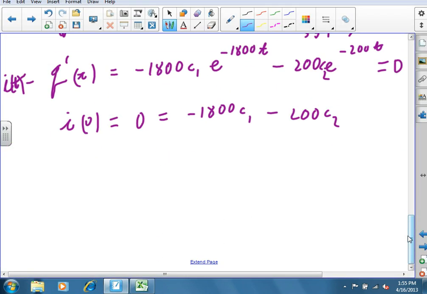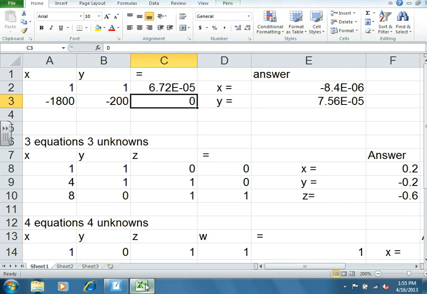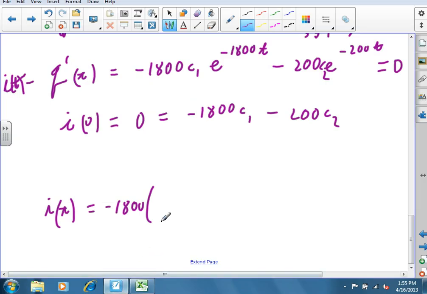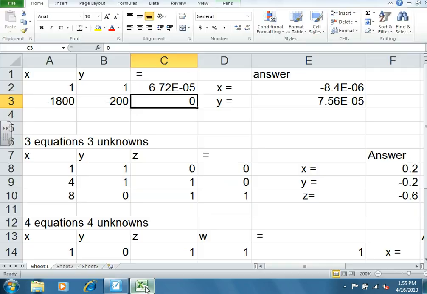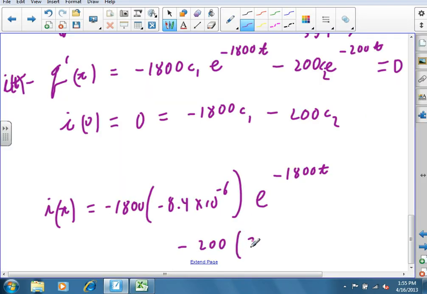Now I have to remember what I'm doing. I'm solving, give the formula for I. So I of t is going to be minus 1800 times C1 minus 8.410 to the minus 6 e to the minus 1800 t, minus 200 times, we'll call it 7.6 10 to the minus 5 e to the minus 200 t.